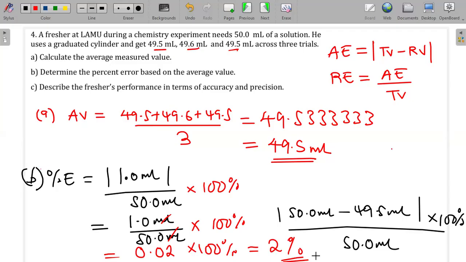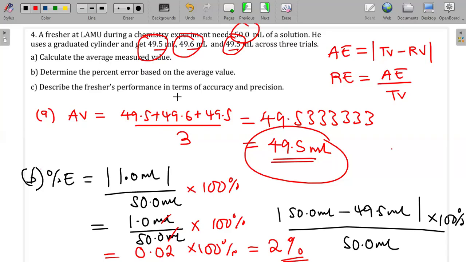Remember, I rounded off the average value to 3 significant figures so that I follow the significant figures in the given question. But if your instructor requires a different number of significant figures, then you have to use that number of significant figures. So make sure you consult with them.